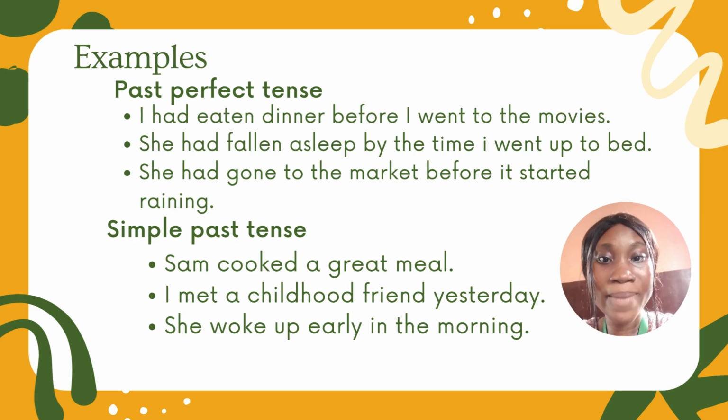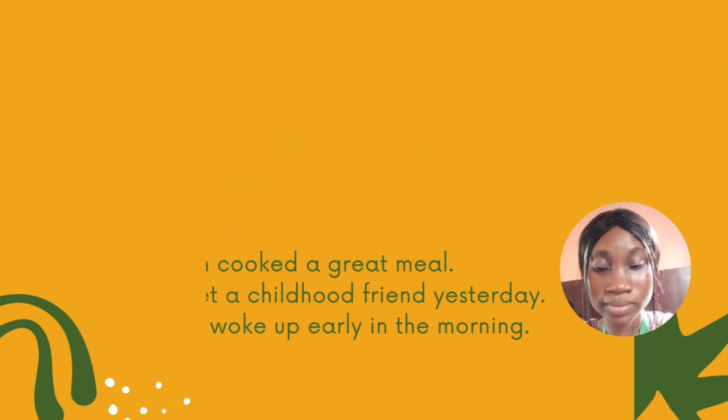I met a childhood friend yesterday. Yesterday is gone. Yesterday has been completed. This is today. So I met a childhood friend yesterday. She woke up early in the morning. So you can see that your past perfect tense has two actions. Your simple past tense just has one completed action.